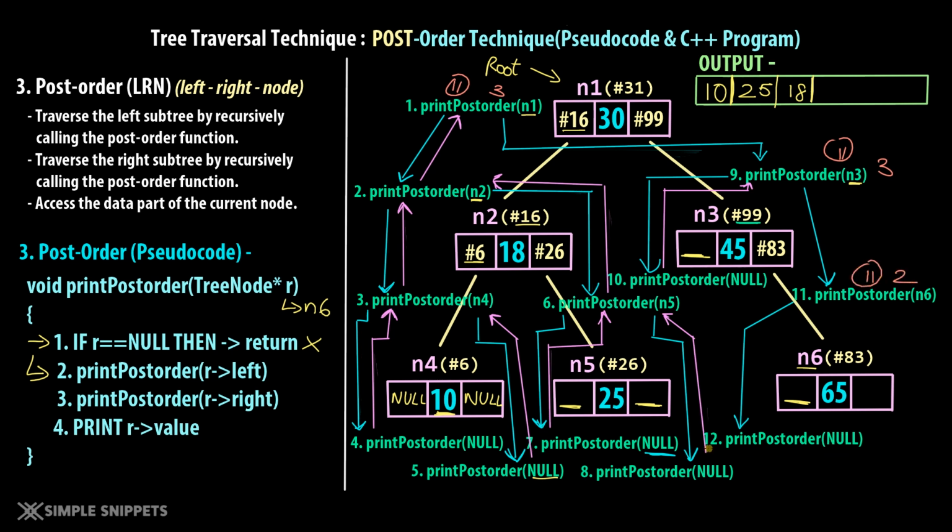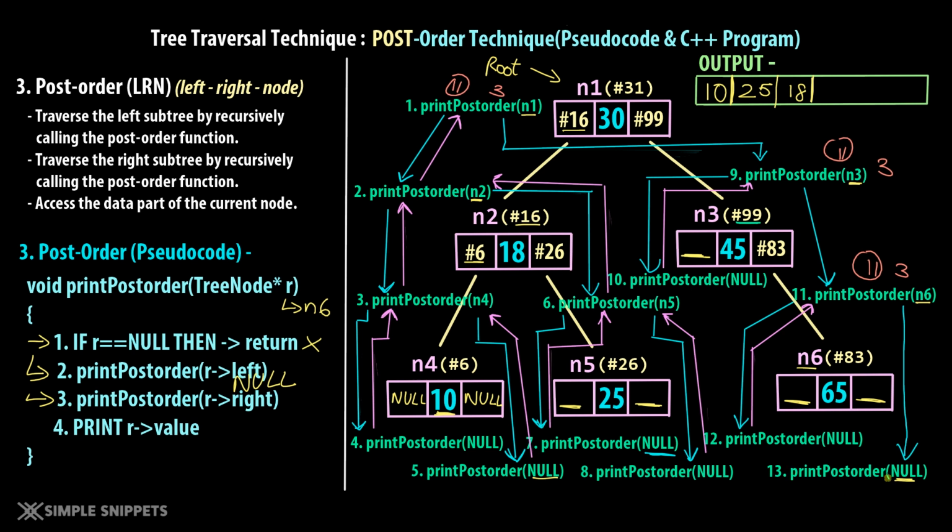But since we've passed null in the 12th print post order, it will do nothing but return at the very first step itself. So it will come back again, correct? Now 11th print post order will resume its operation from step 3. At step 3 itself we have one more print post order call, and we are saying r of right. R is nothing but n6 at 11th print post order. For the right, again we have nothing but null, so we'll pass null. So a 13th print post order will be called, and the value that is passed is null. So 13th print post order is called from 11th print post order, and of course 11th print post order will again be paused at step 3, correct?